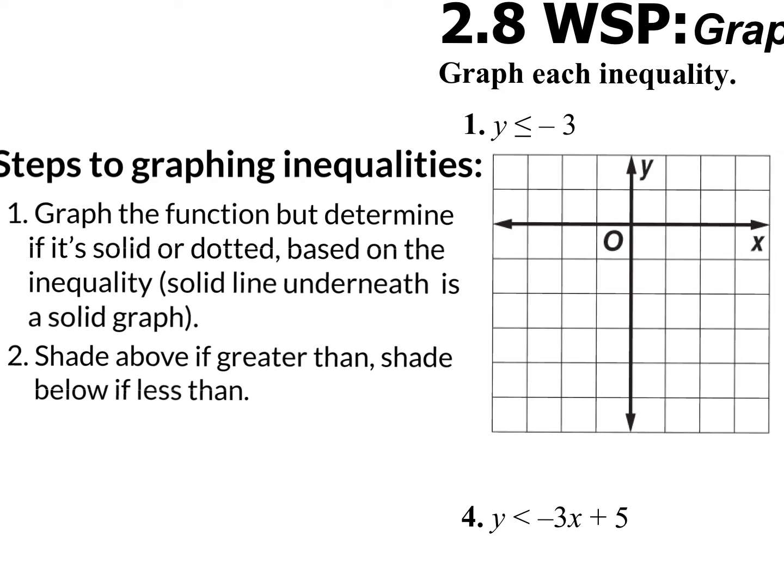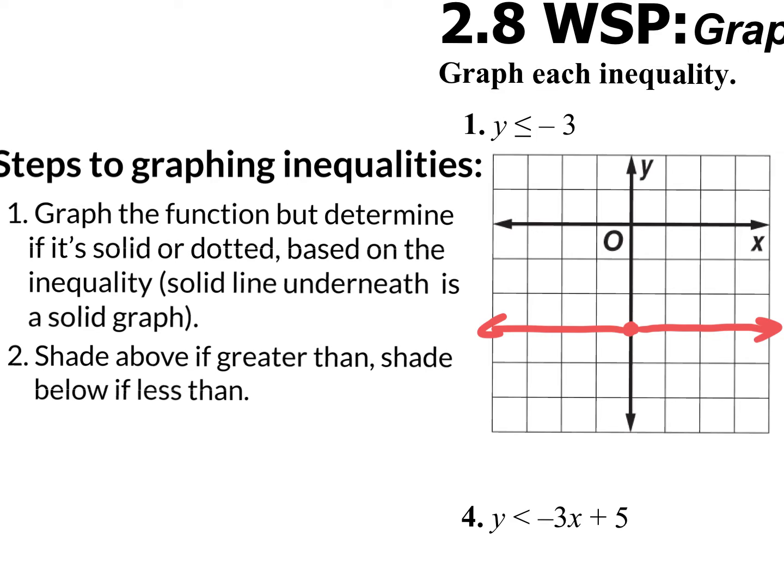It's a horizontal line, right? Horizontal line crossing the y-axis at -3, but don't draw it yet, okay? We need to visualize. Here's the -3. We know we're drawing a horizontal line, but before we draw it, we got to do that first step. Is it solid or is it dotted? Solid, because it has a solid line underneath that inequality. So let's draw a solid line going right through the y-axis at -3.